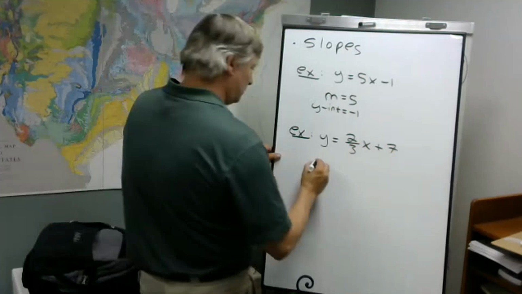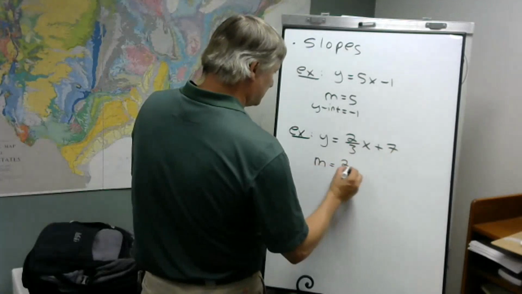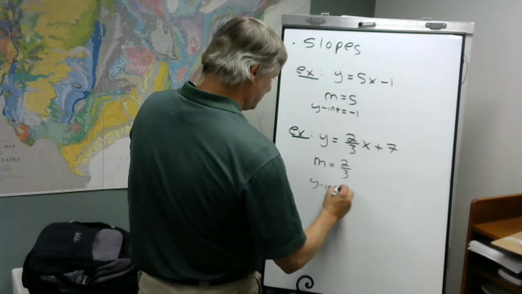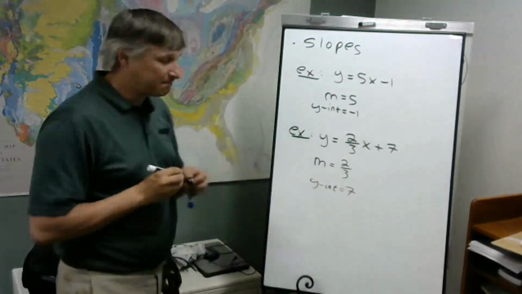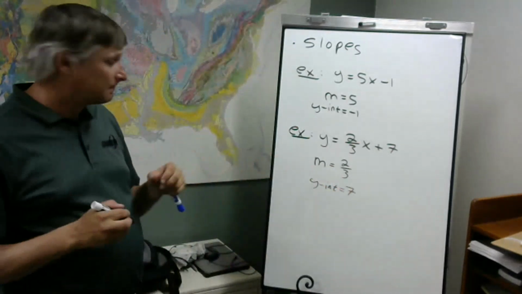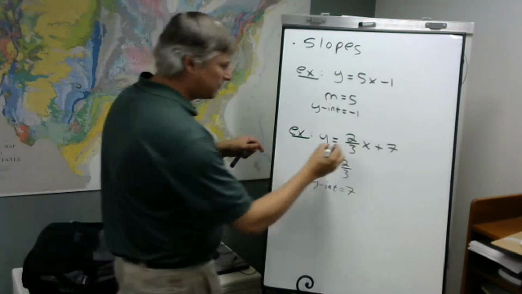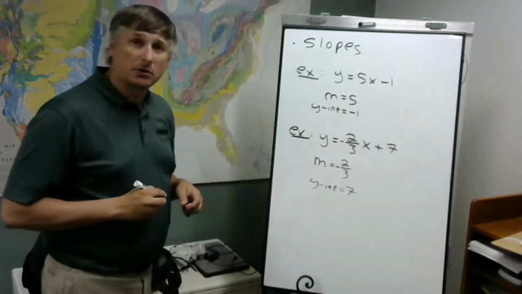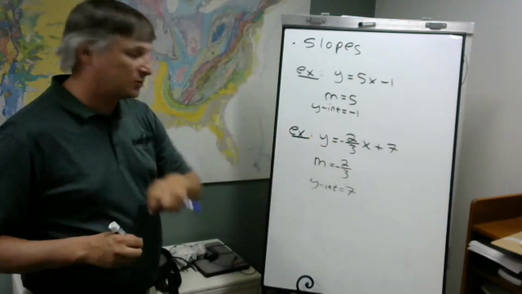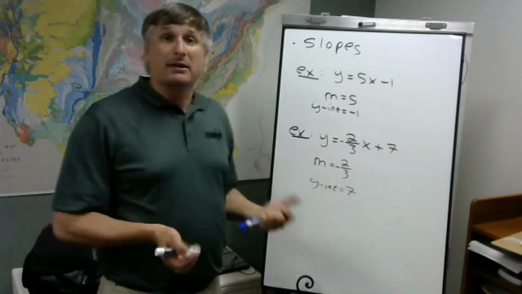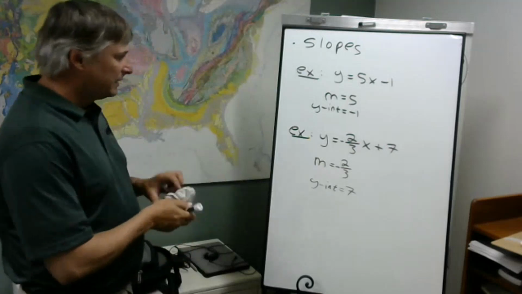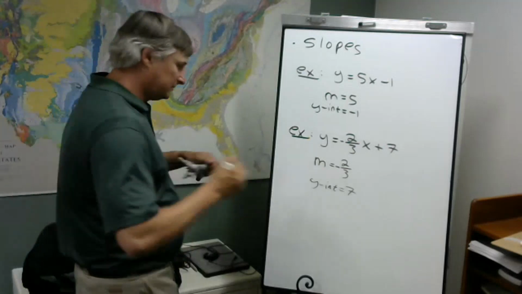Well, here the slope is 2/3, and the y-intercept is 7. All right. And if this was a -2/3, well, the slope is -2/3. This is negative, then the slope's going to be -2/3. You can have negative slope. Now, let's say we have this.